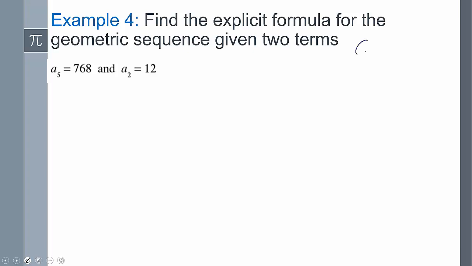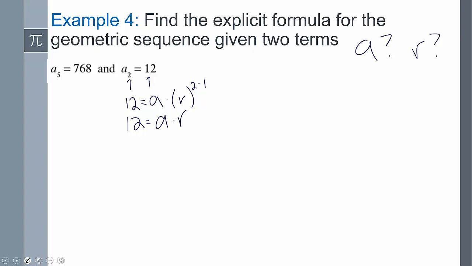So same idea here. I don't know what my first term is. I don't know what my common ratio is. Because there are two missing variables, I have to establish two equations, so we're going to use the information to do that. For this one, this is my n, this is my a sub n. So 12 equals my first term times r to the n minus 1, and that's going to turn into 12 equals a times, well, 2 minus 1 is just r.